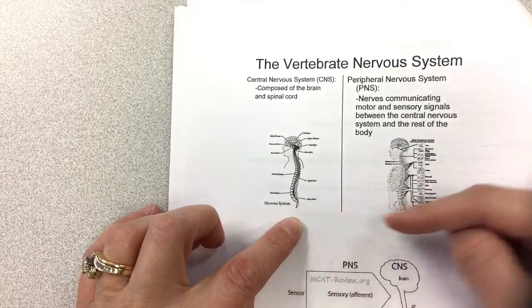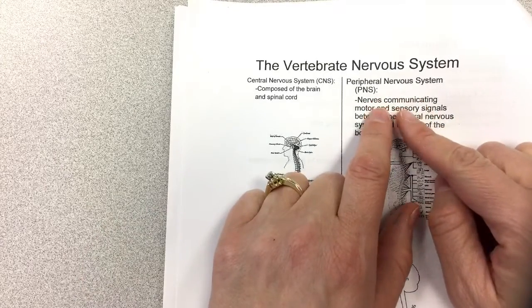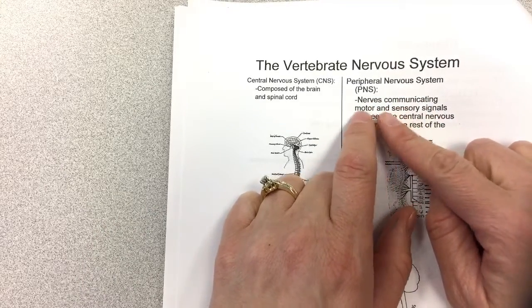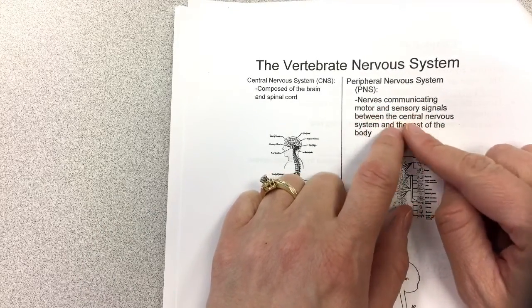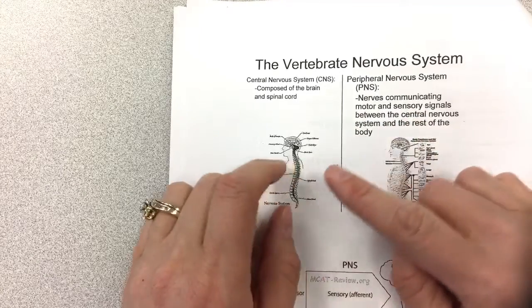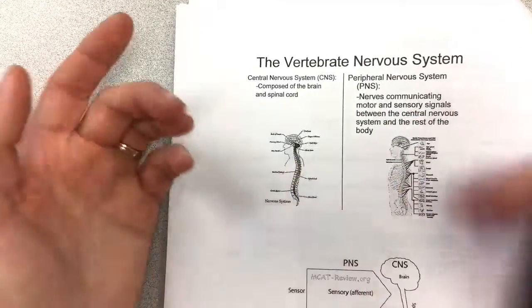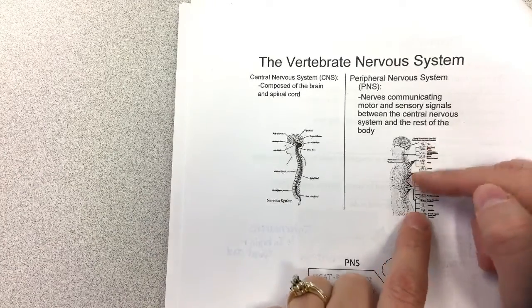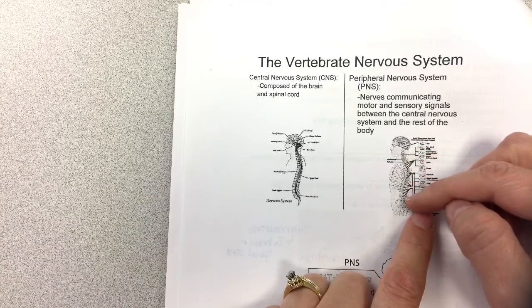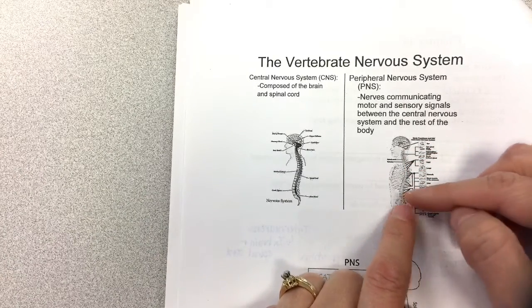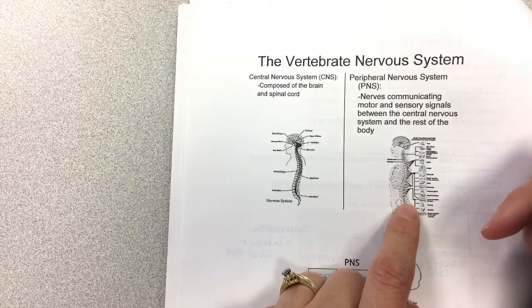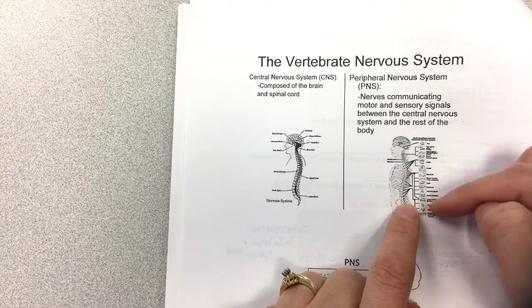So brain and spinal cord. And then your peripheral nervous system are nerves that are the motor and sensory nerves that communicate between your central nervous system and the rest of your body, kind of like what we just talked about. And so what this shows is there are different parts of your spinal cord that communicate with different neurons that go to different parts of your body.